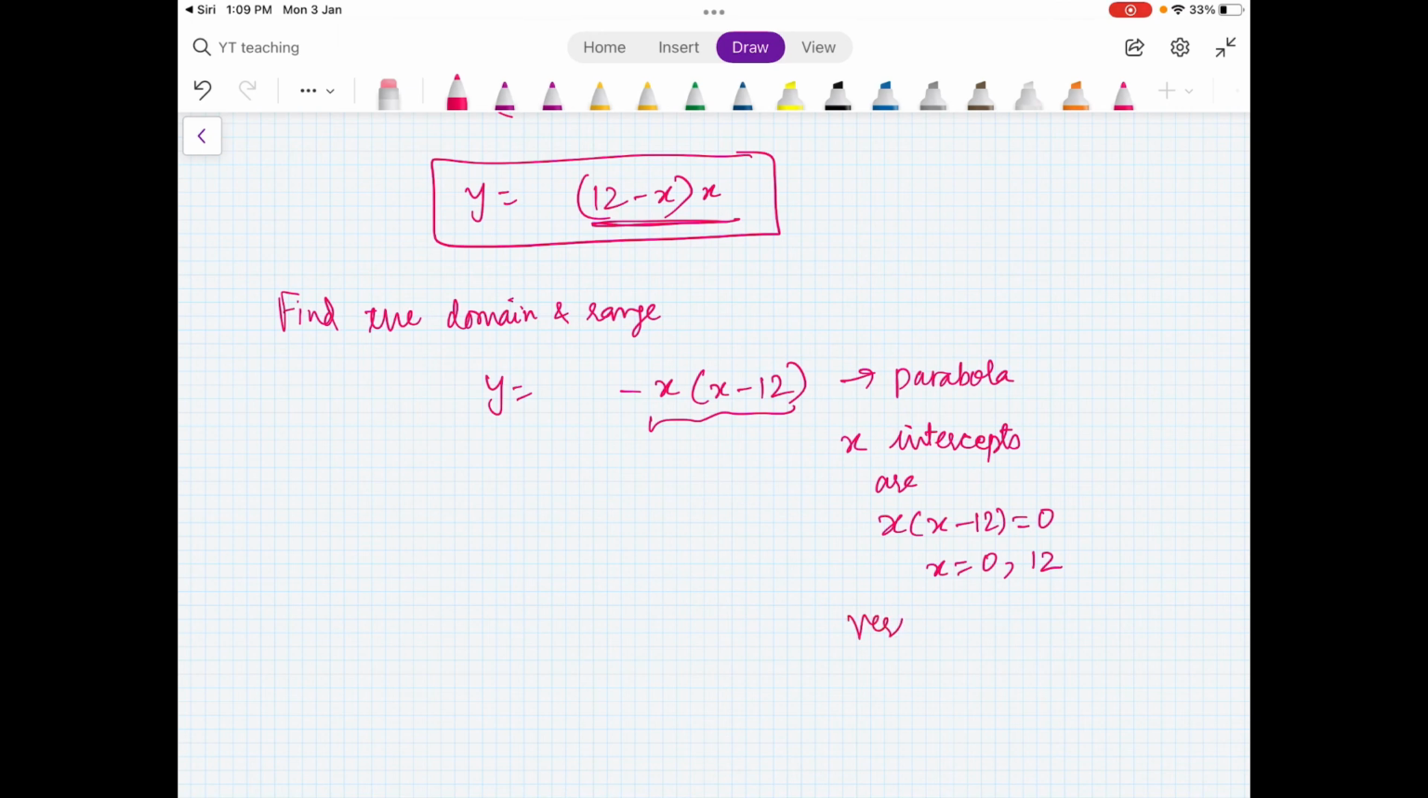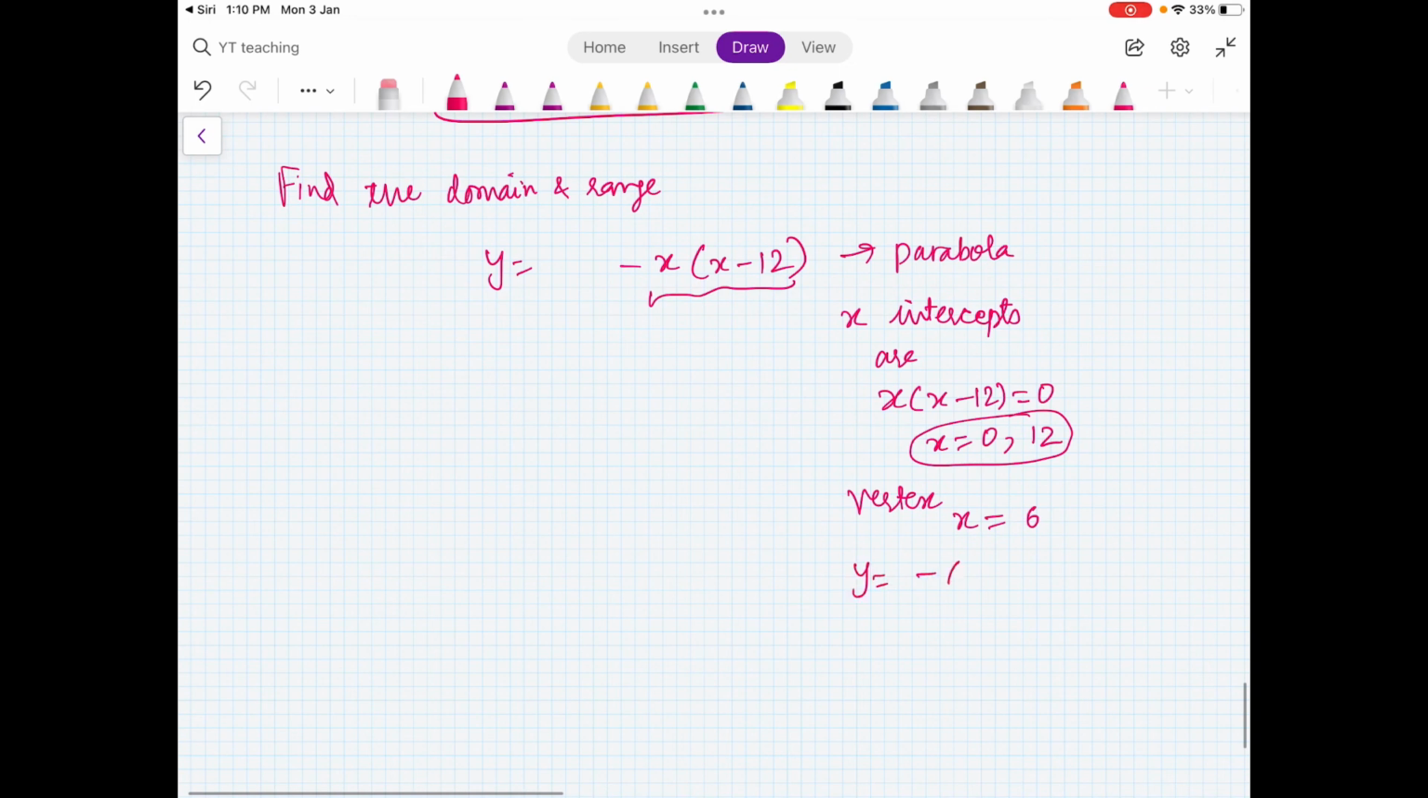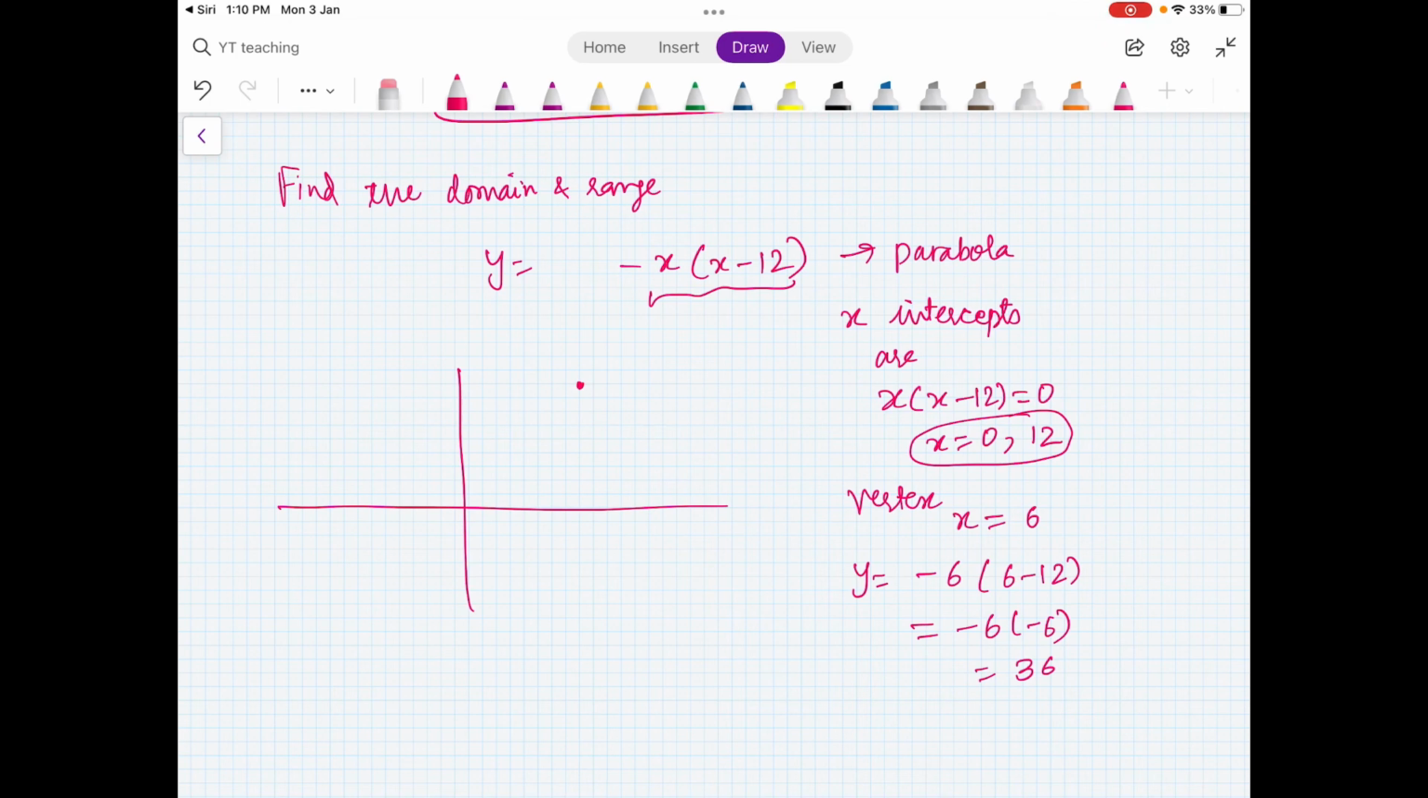So what is the vertex? The vertex I know is midway between the x-intercepts, so the vertex is at x is equal to 6. And what is the value of y? y at x is equal to 6 is minus 6 times 6 minus 12. So that is minus 6 times minus 6, that is 36. So the parabola looks like this. This is the vertex, 6 comma 36, and you have 0, 0, and another 12 comma 0 here. So my parabola is like this. I'm sorry, let me make it a little nicer.